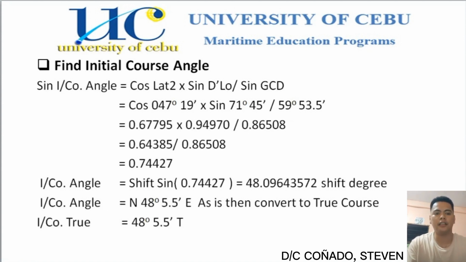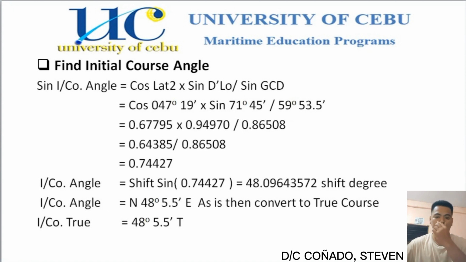After that we need to use the cosine of latitude 2 and the sine of the difference in longitude, and multiply them, and the result will be 0.64385. Then copy the great circle distance, and after that we need to divide 0.64385 by 0.86508, and then the result will be 0.74427.